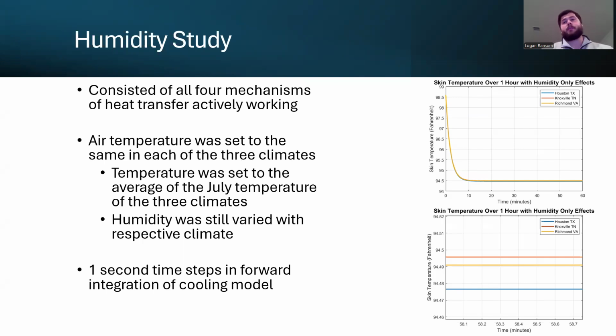So as you can see, the final results were much closer when keeping temperature constant and varying humidity. And so there's a second zoomed in picture that shows the slight difference in those quasi steady state results after 1 hour.